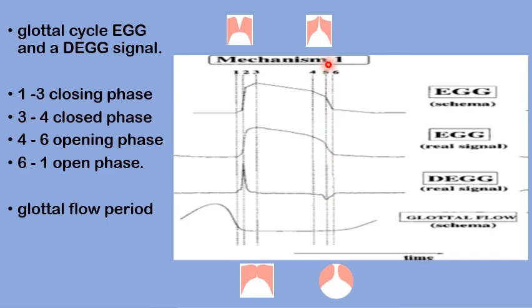This would mark number 5, and number 6 would mark the complete opening up of the vocal fold and the start of the passage of the air from the subglottis to the vocal tract. So this would mark from 4 to 6 the opening phase, and then from 6 till 1 there will be the open phase until it starts all together again. So these are a way of describing the vocal folds movement in closure and in opening up of the glottis during one vibratory cycle.